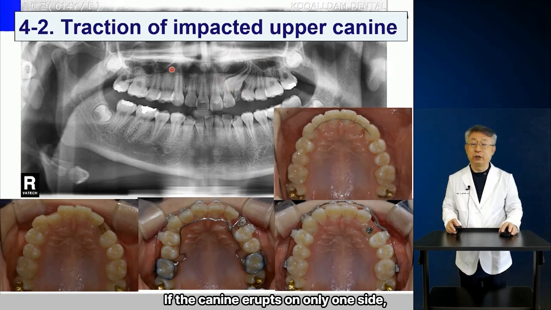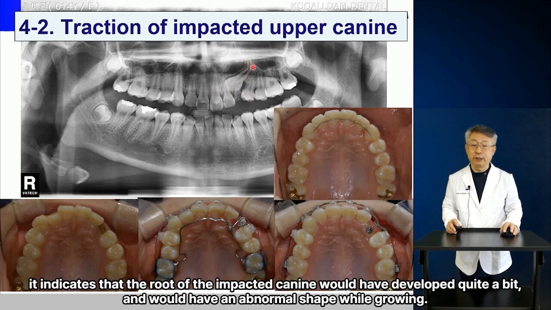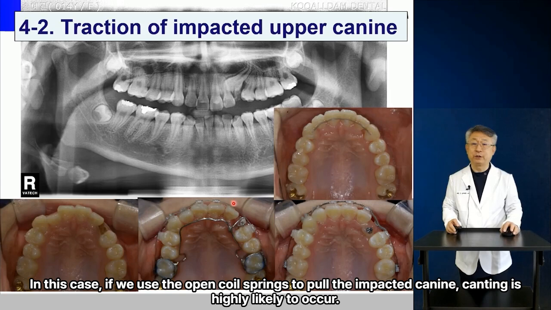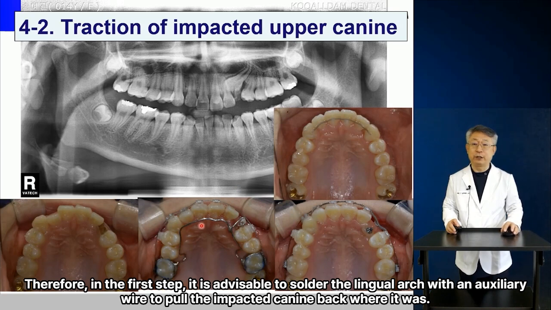If the canine erupts on only one side, it indicates that the root of the impacted canine would have developed quite a bit and would have an abnormal shape while growing. In this case, if we use open coil springs to pull the impacted canine, canting is highly likely to occur. Therefore, in the first step, it is advisable to solder the lingual arch with an auxiliary wire to pull the impacted canine back where it was.